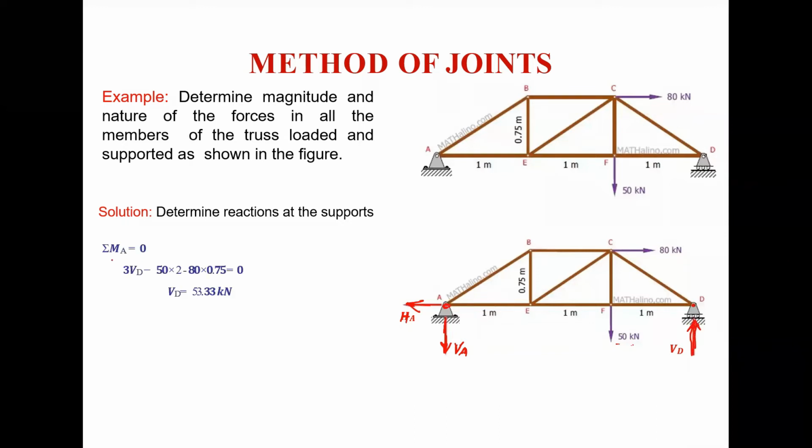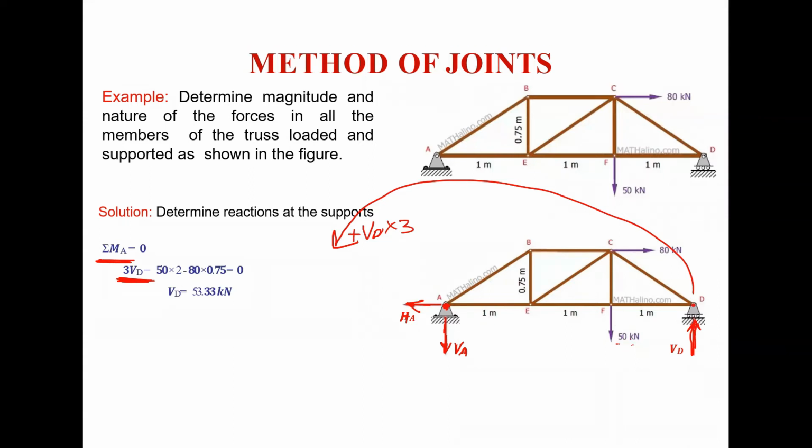Now what we'll do, you can take moment about A because it is a hinge joint, so we can take moment about A, and this will give us 3VD. So 3VD means VD is acting at the point D, and this VD force is producing anti-clockwise moment, and the moment magnitude will be VD into arm length, that is 3 meter. So this is your 3VD. So we have considered anti-clockwise moment as positive. So here it is positive.